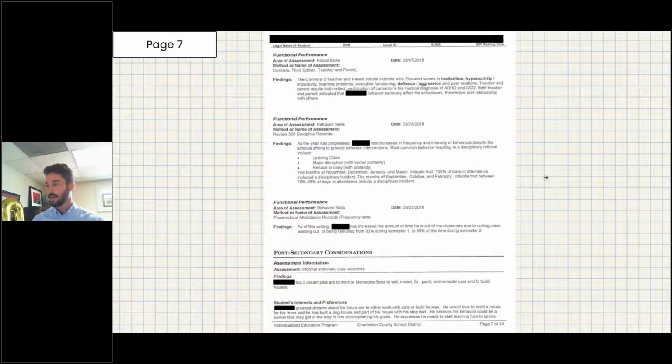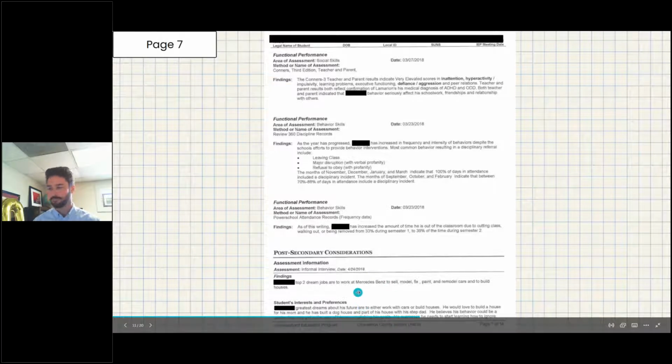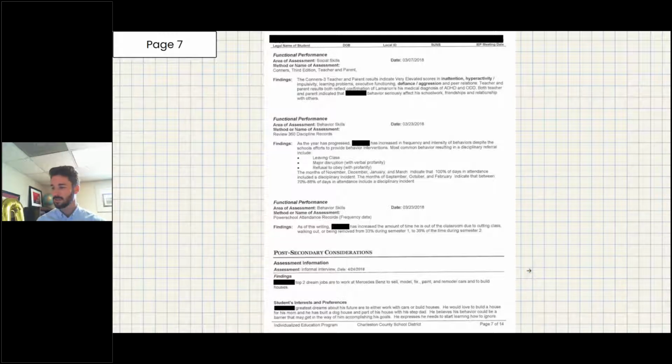So this child is turning 13 within the course of this IEP, so we have post-secondary considerations. And what happens, you see there's an informal interview. So the special ed teacher, the coordinator, whoever's doing the IEP, has talked to the child and said, what do you want to do? Top 2 dream jobs, working at Mercedes-Benz. They want to fix, model, remodel cars, or build houses. So great interests, great need for that. Special interests, dreams about his future are either working with cars, building houses. So you see, just a basic summary from the child on what they want to do with their life.